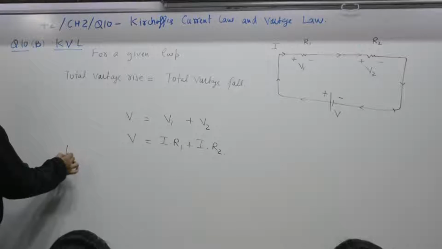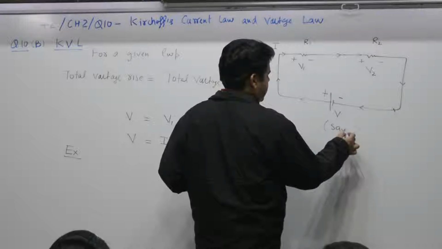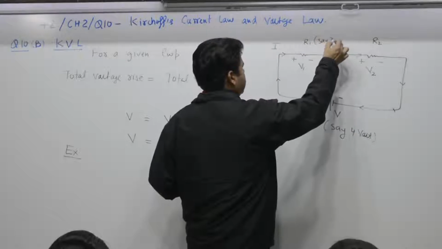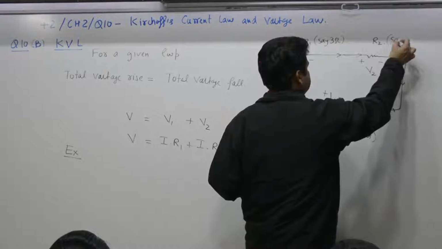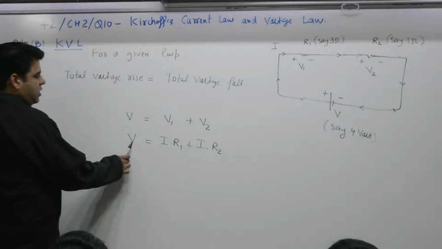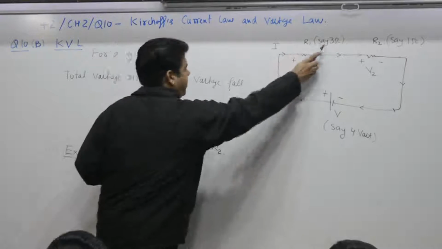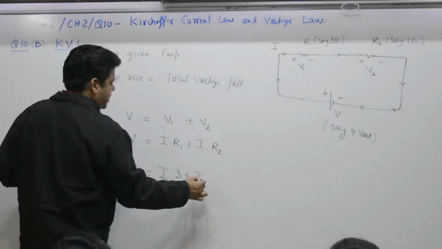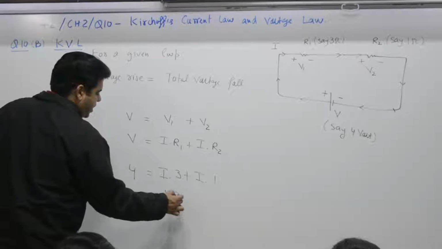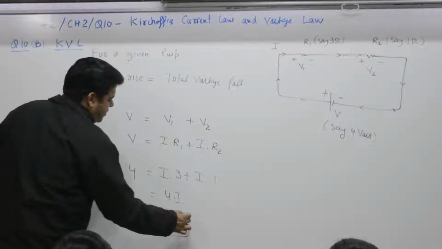As an example, if V is say 4 volt, R1 is say 3 ohm, R2 is say 1 ohm. Can you find out the value of current? Applied voltage is how much? 4 is equal to I, we don't know, R1 3 plus I, R2 1. So it is 3I plus 1I, 4I. I is equal to what? 4 by 4, 1 ampere.